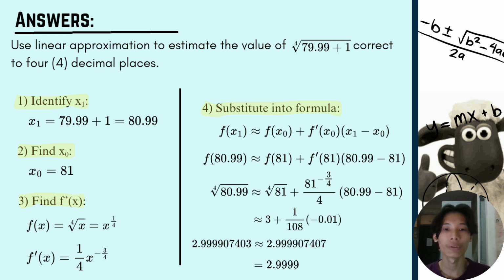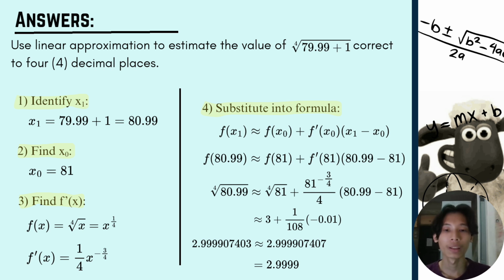Step 3 is to differentiate the function. Our function is the 4th root of x, which can also be written as x power 1 over 4. The derivative of this is 1 over 4 multiplied by x power negative 3 over 4. The last step is to substitute all the information that we have into the linear approximation formula. So we take f of x1, which is f of 80.99, and approximate it as f of 81 plus f prime of 81 multiplied by the difference between 80.99 and 81.